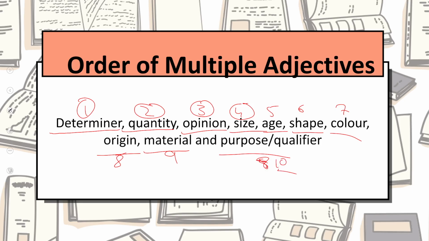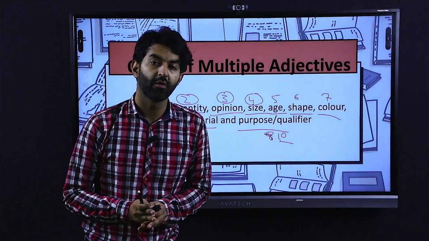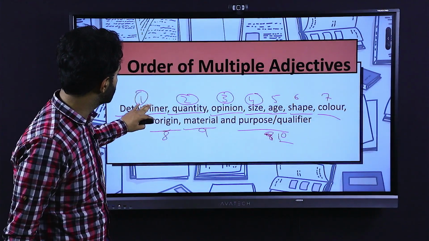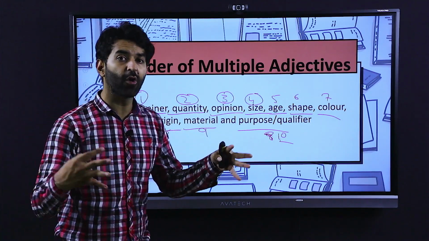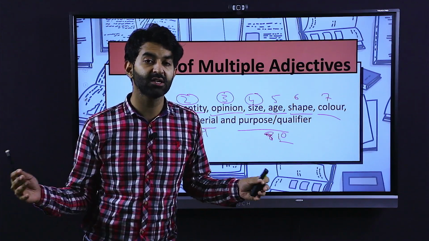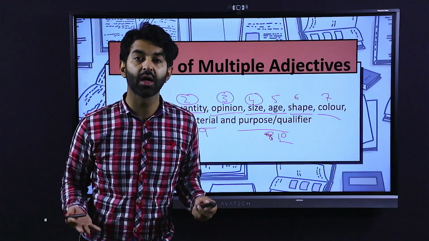Okay. Now, this is the correct order of using multiple adjectives in any sentence. First, you will mention the determiner, then the quantity, then the opinion. And if you do not follow this order, the sentence will be incorrect. The adjectives will not make any sense and they will not add any quality to the noun.